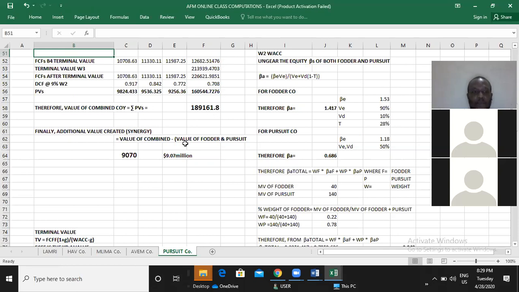So it meant that the synergy was the value of the combined company minus the value of the two individual companies. And when we computed that, we got our synergy as 9.07 million. So that was where we were. So that was our synergy. Is that clear? Is that fine?